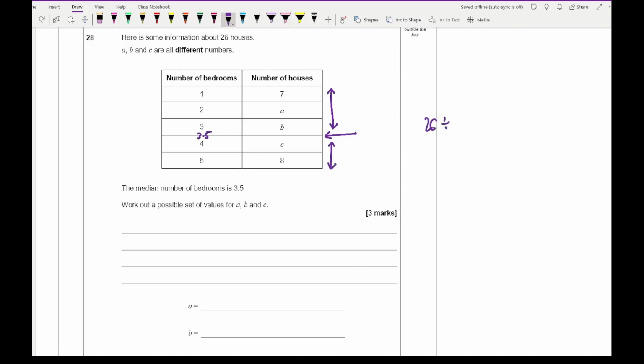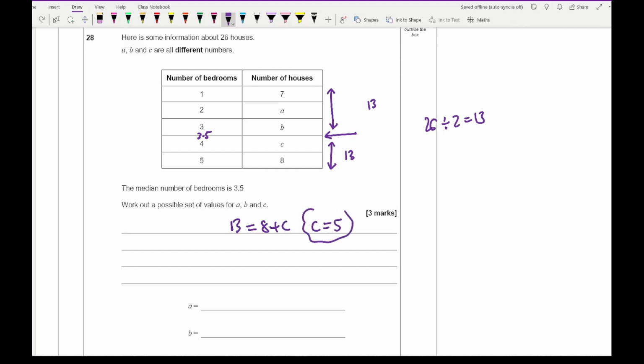Now 26 divided by 2 is 13. So these two numbers need to add up to 13, and these three numbers need to add up to 13. So if the three numbers need to add up to 13, so then what I've got is 13 plus equals 8 plus c, so c equals 5.